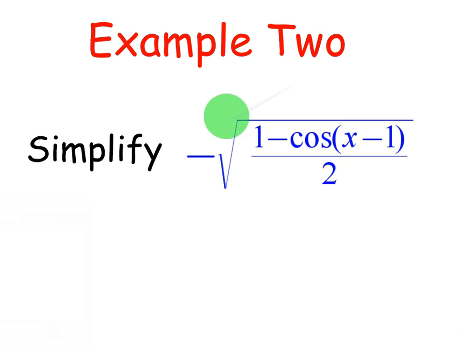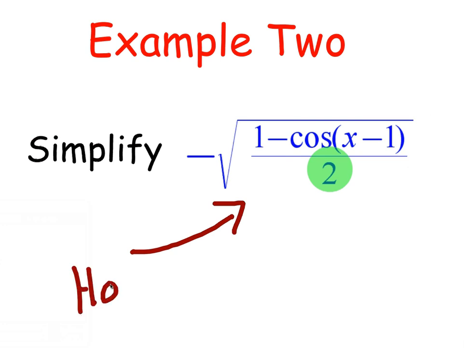For our next example of using double and half angle formulas to simplify trig expressions, we have: simplify the following, negative square root of (1 minus cosine of (x minus 1)), all divided by 2, inside the radical. So again, you might be wondering, how do I know when to use double and half angle formulas? Well, this looks a whole lot like a half angle formula.